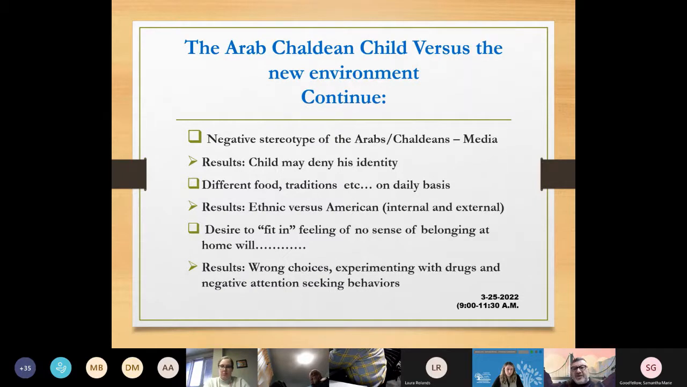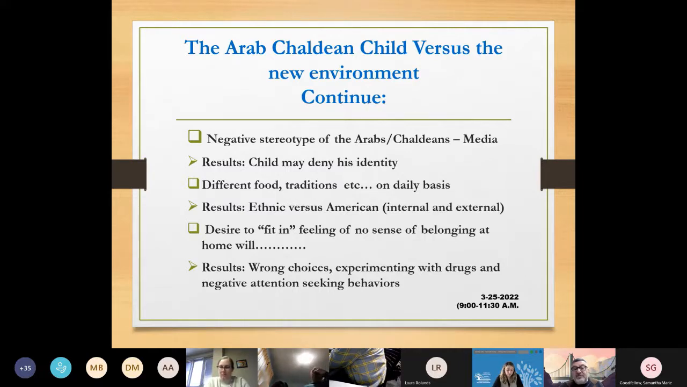Negative stereotypes of Arabs and Chaldeans for kids in the media. The child may deny his identity. They don't want to be called Arabs or Chaldeans. They don't want to be associated. And I've seen this in school while I worked in school. They might even identify themselves as Italian or Spanish or some other culture that is not Middle Eastern, Arab, or Chaldean. This is sad, but this is where the responsibility falls on the parents.